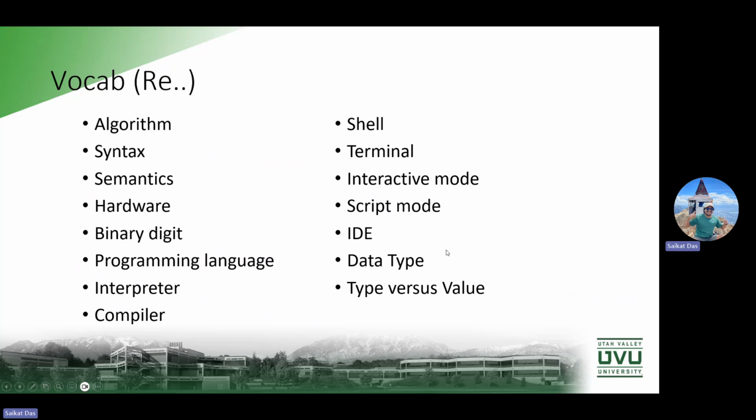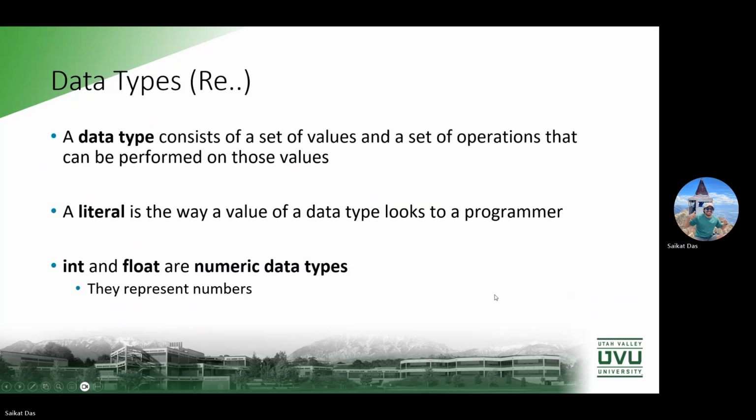Then data type, I will go through the data type again here. Type versus the value. The data type consists of a set of values and a set of operations that can be performed on those values. A literal is the way a value of a data type looks to a programmer. Integer or float are numeric data types that we already have covered. But the string is a different type of data.